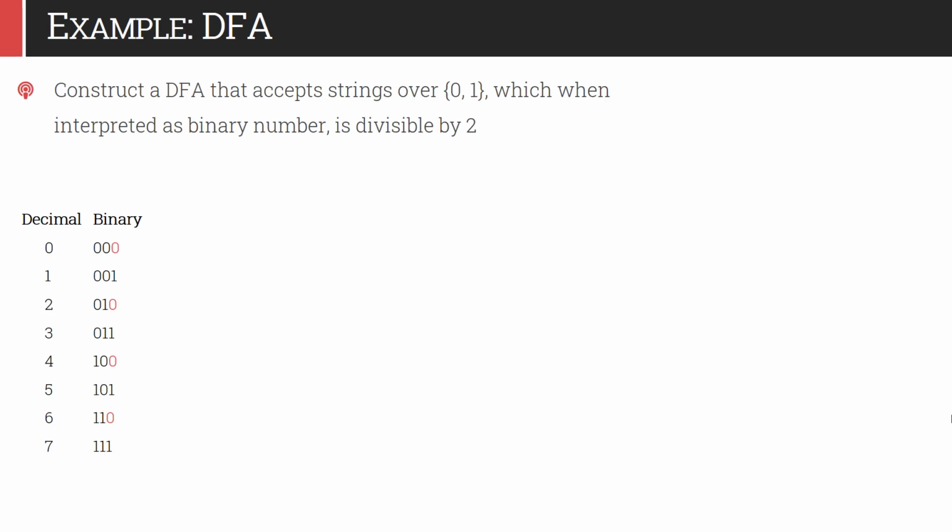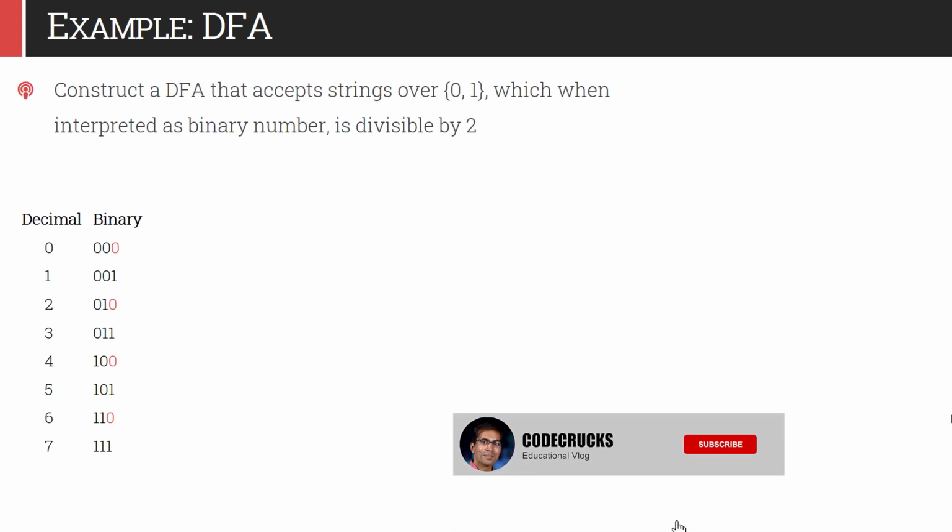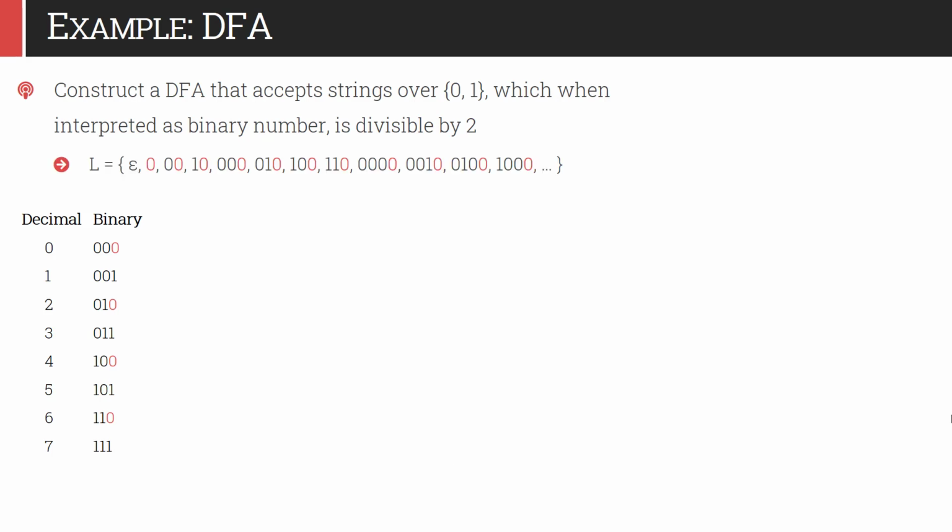And if the last digit is 1 in a binary number, then it's an odd number. When any binary string ends in 0, that means it is equivalent to an even number, otherwise it is an odd number. So let us construct the DFA for that.